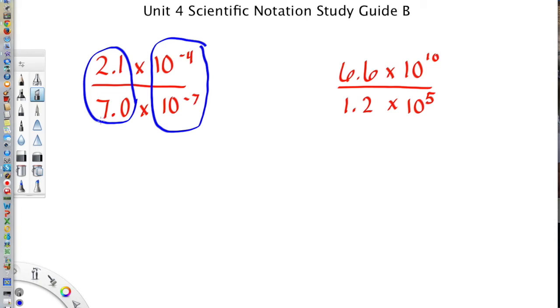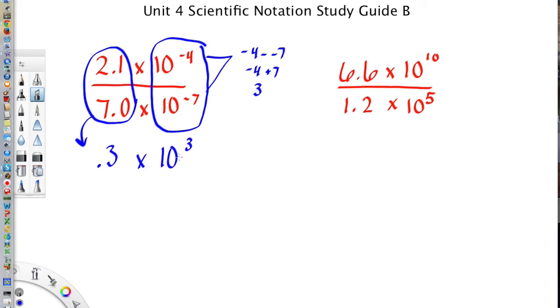2 and 1/10 divided by 7, I can tell you right now it's going to be 3/10 times 10 to the negative 4th power divided by 10 to the negative 7th power, which is really going to be, I have to subtract, a negative 4 minus a negative 7, which is really a negative 4 plus 7, which is going to be a positive 3. So it's 10 to the 3rd power.